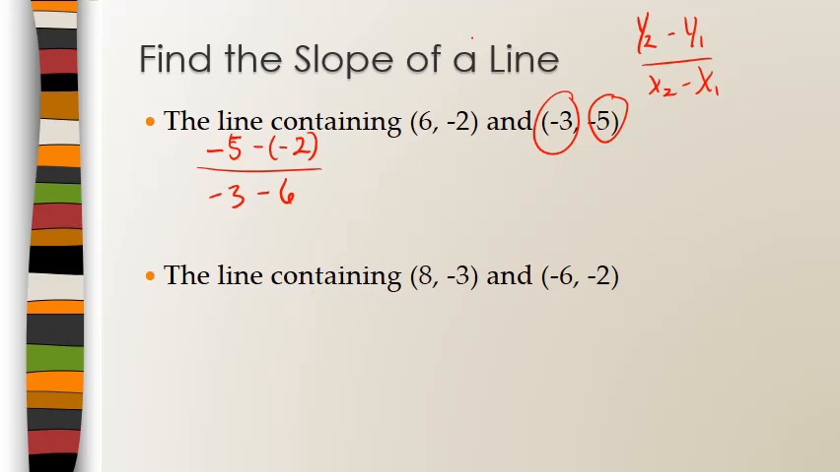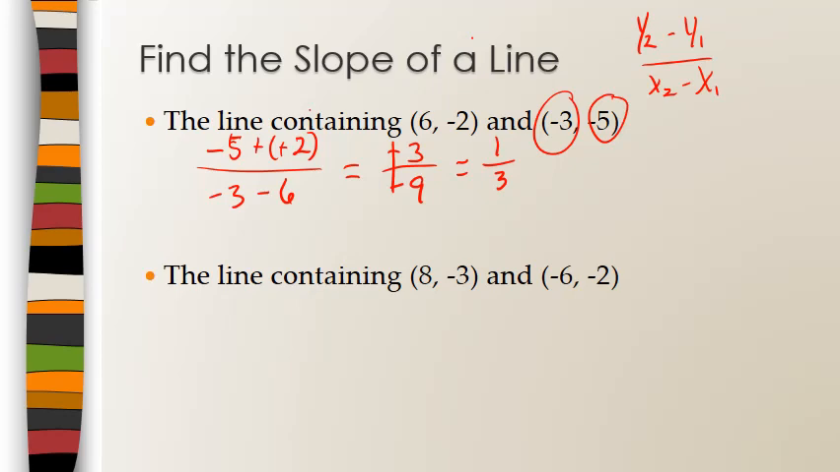So let's see. All right, negative 5 minus negative 2, well, that's going to make that a plus 2. And so negative 5 plus 2 is going to give me negative 3. And negative 3 minus 6 is going to come to negative 9. So I got negative 9 over 3. Both of those are negatives. They're going to become positive, and I can reduce that because 3 will go into 9 three times. And so my slope is 1/3.